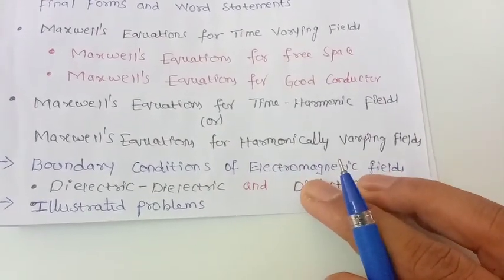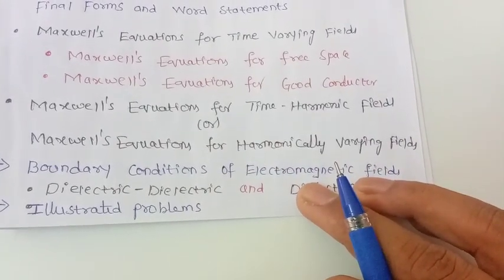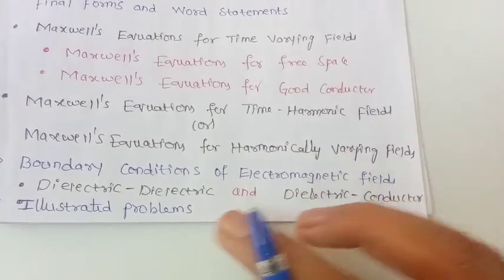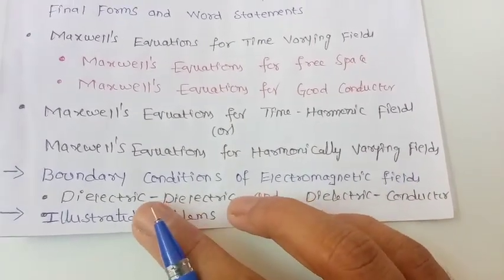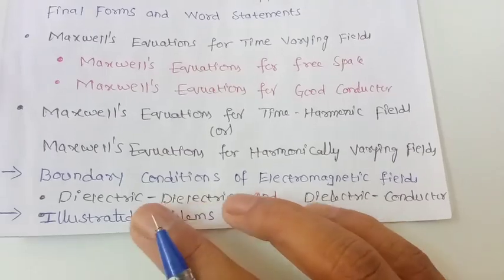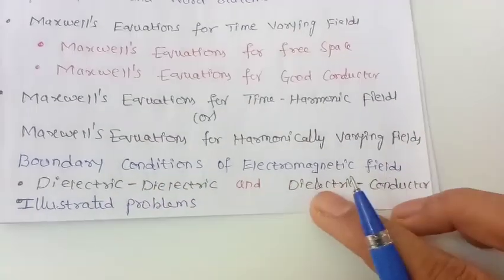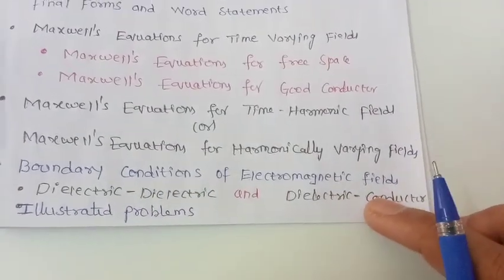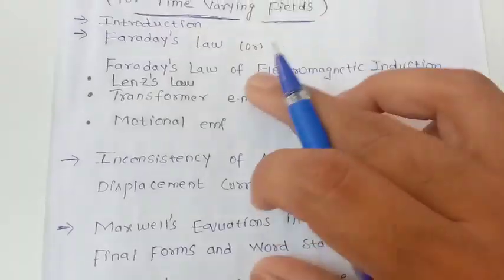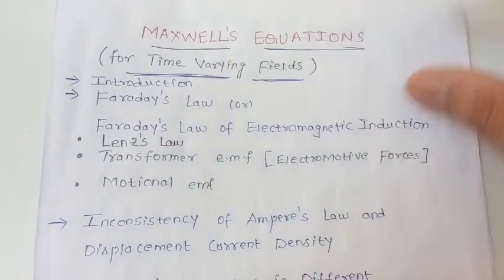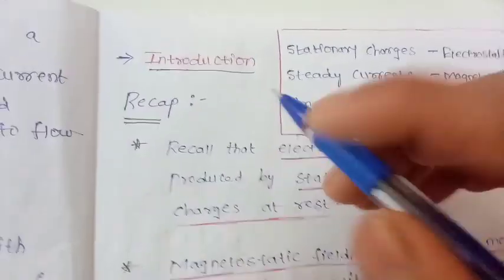We are going to see electric field and magnetic field separately. Here we have two subtopics, dielectric to dielectric boundary condition and dielectric to conductor boundary condition. Is it clear? Now coming back to the first topic, that is the introduction topic. First of all we will recap.